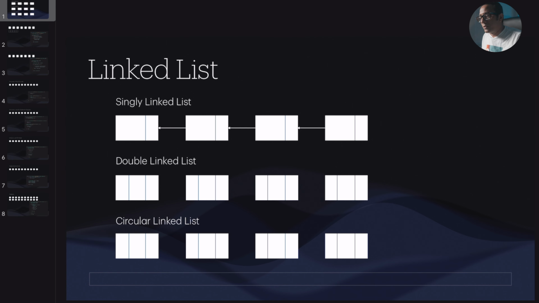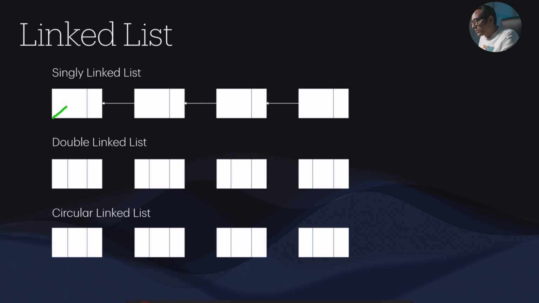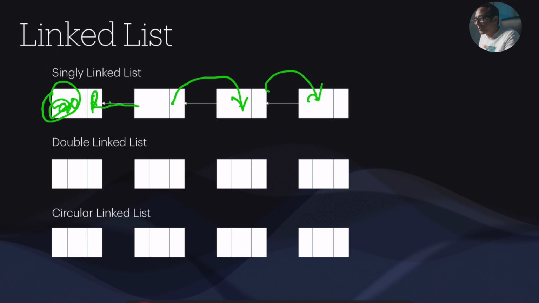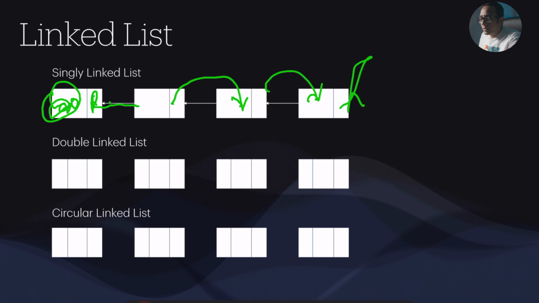So let's dive into the linked list, what kinds of linked lists are available. I will say there are three different types of linked list. One is the singly linked list. In this case, this is our node, and each node has two sections, data and reference. The reference section keeps the reference of the next node. So when we have this node, we will find the next node, and then the next node, and that way we'll keep going until we reach the reference null. That's how we traverse through the linked list.